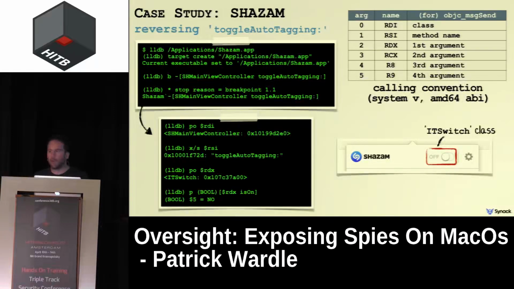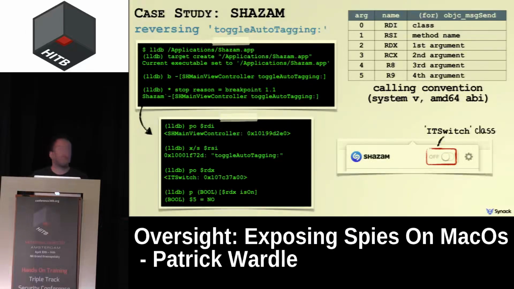Now, once we hit that breakpoint, we can dump various values, for example, register values. There's a table on the slide that shows what register values have once it hits an Objective-C method call. So RDI is going to contain the name of the class, which is SHMainViewController. The second argument is in RSI, that's the method name, and we can see, yes, it's toggleAutoTagging, which is the name of the method we set the breakpoint on.